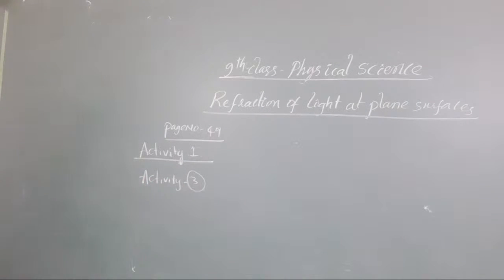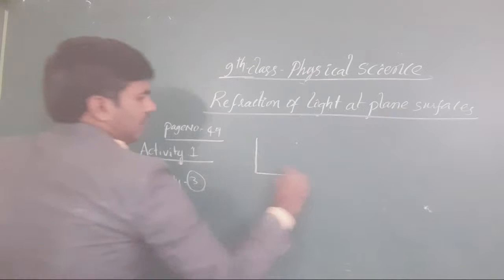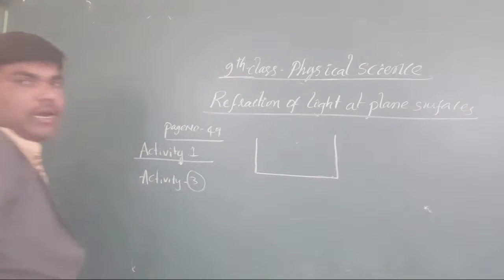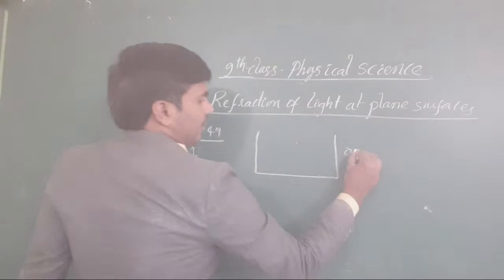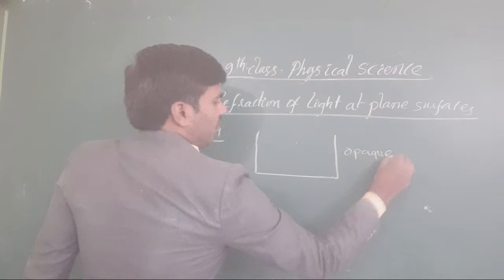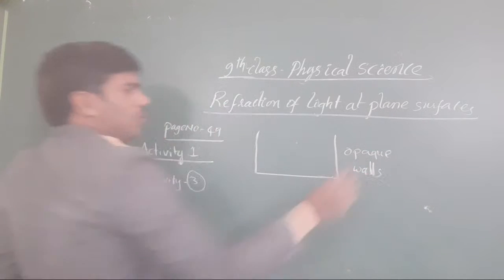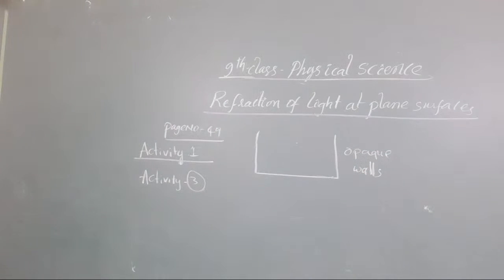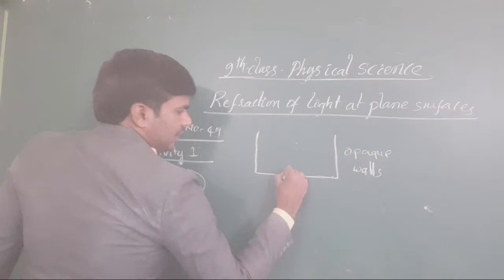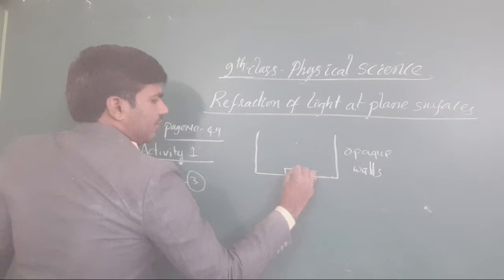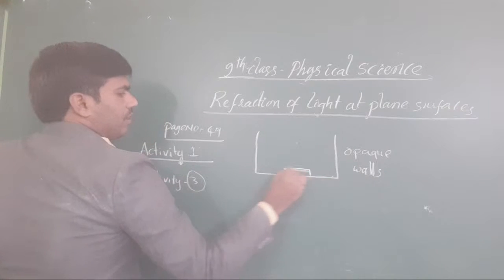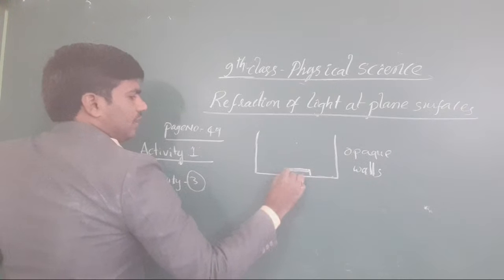First you take a vessel, which contains an obstacle in nature. At both ends of this vessel, there are obstacles, or opaque walls. Opaque walls are taken here, and there is also a coin. We are taking one coin here.